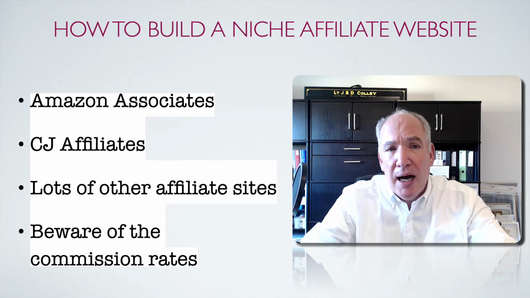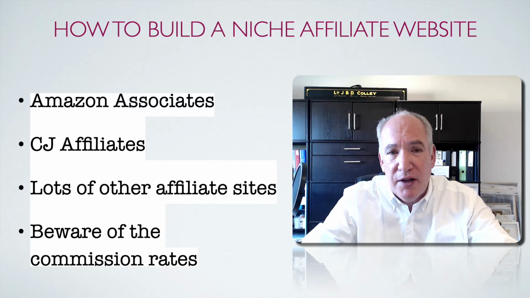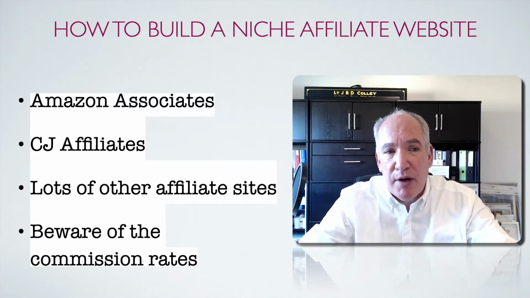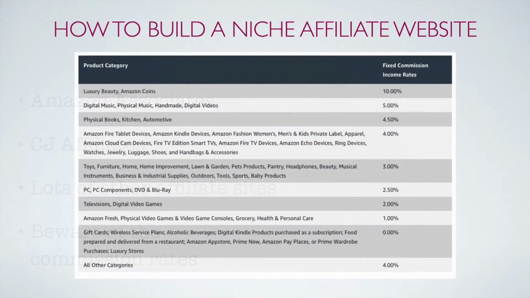Now, I use mostly Amazon Associates for my sites. Of course, you can go and find lots of affiliate programs on CJ Affiliates. It used to be Commission Junction. And there are lots of other affiliate sites and programs out there. But you do need to keep an eye on the commission rates to make sure you're getting a reasonable commission rate for all the hard work you're going to be doing. So if you look at the Amazon commission rates, which are shown on the screen here, you can see luxury and beauty, Amazon coins, you get paid 10%, but televisions, digital video games, you only get paid 2%.